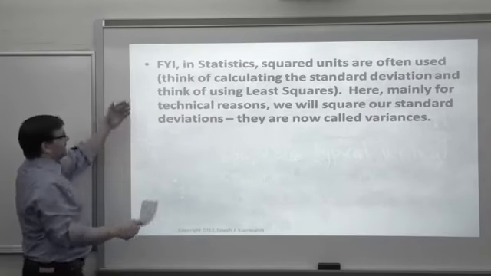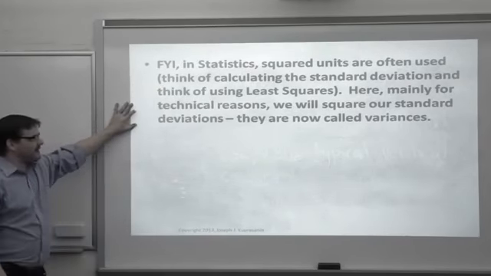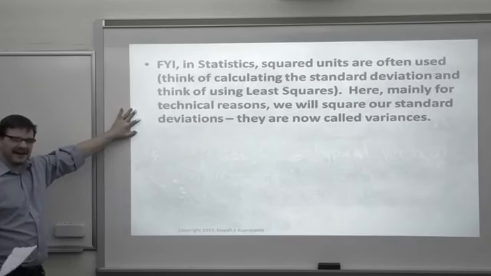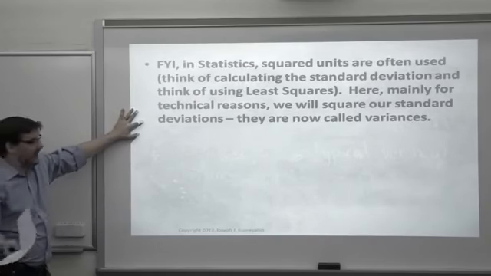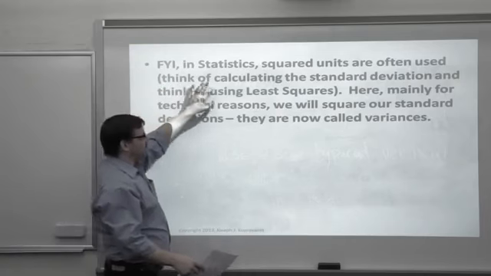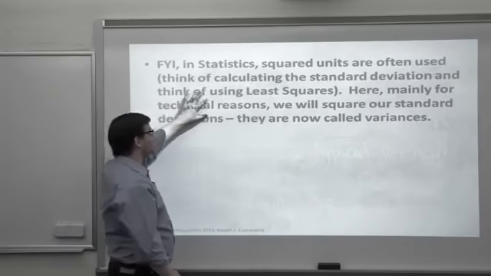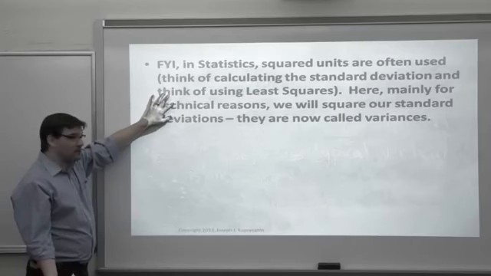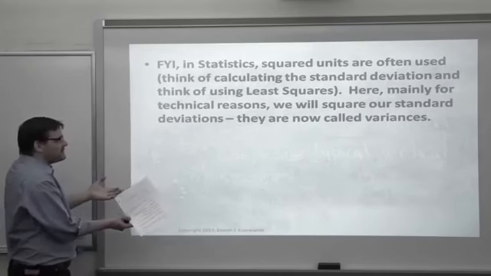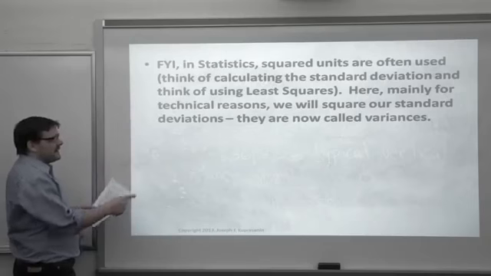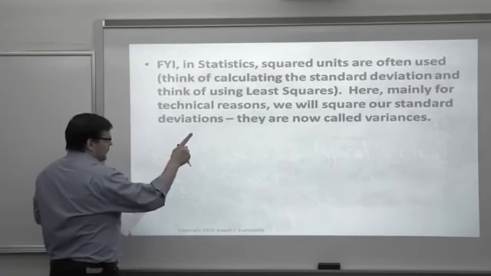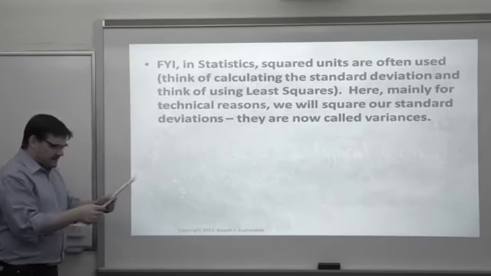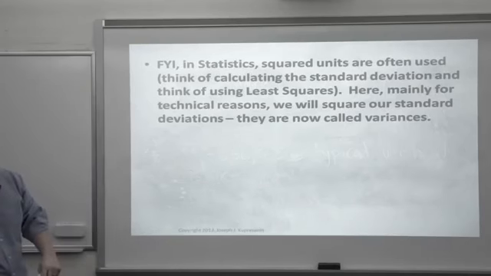One little note, FYI: in statistics, we often use squared units. It just makes the calculations easier, believe it or not. So think back to when we calculated standard deviation and think of when we use least squares. In both cases we use squared units. We'll do the same thing here. It's for technical reasons. We're going to square those standard deviations. If we do that, they're now called variances.